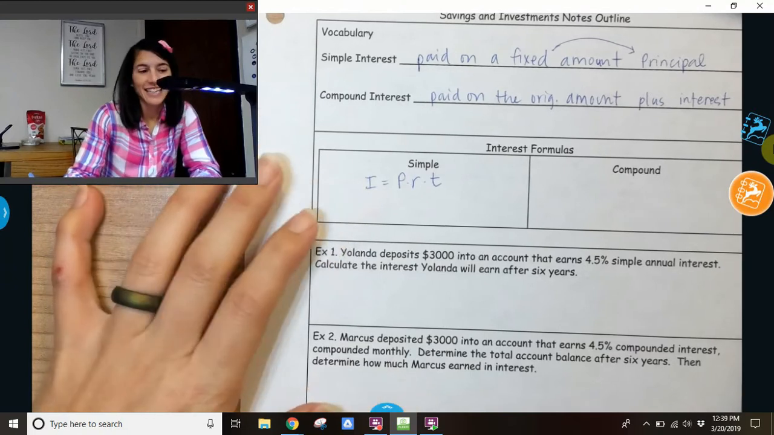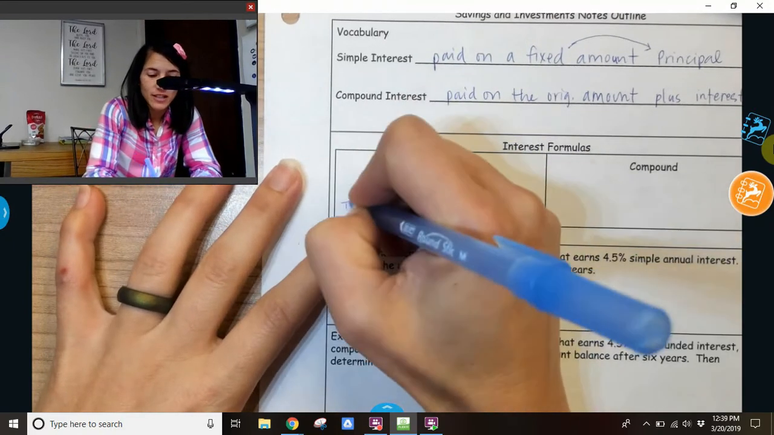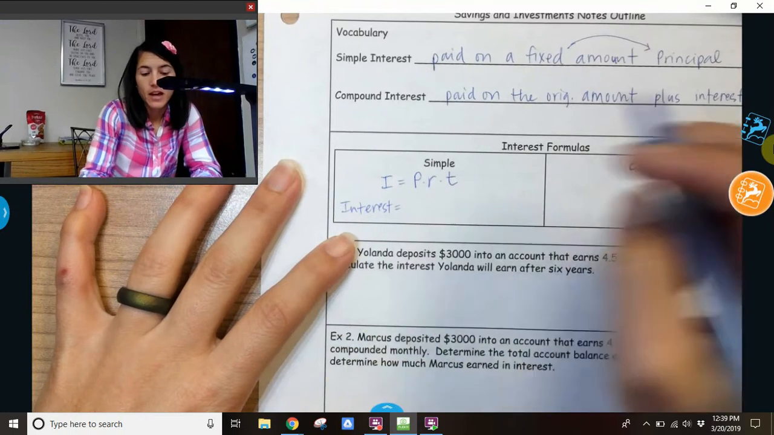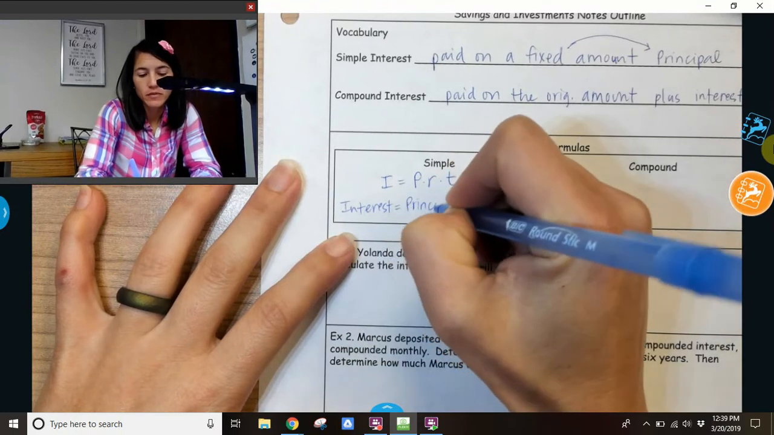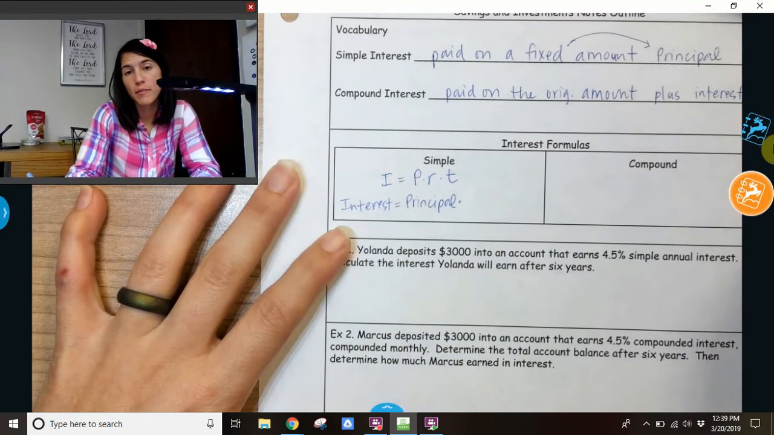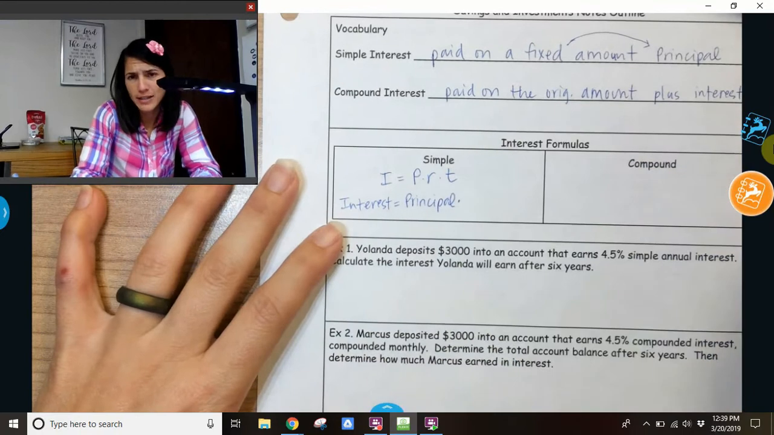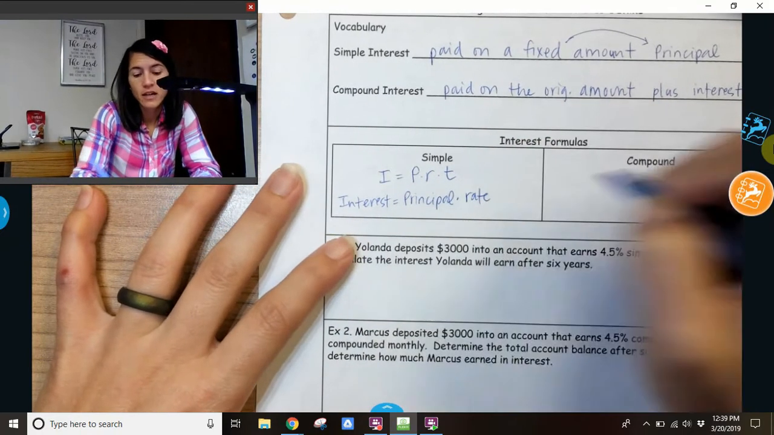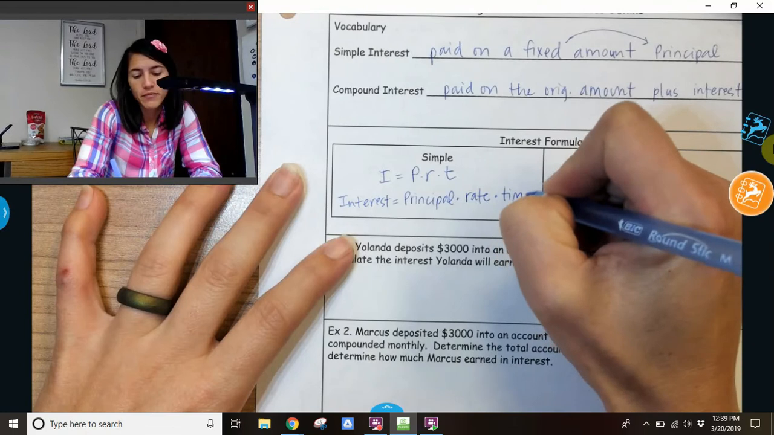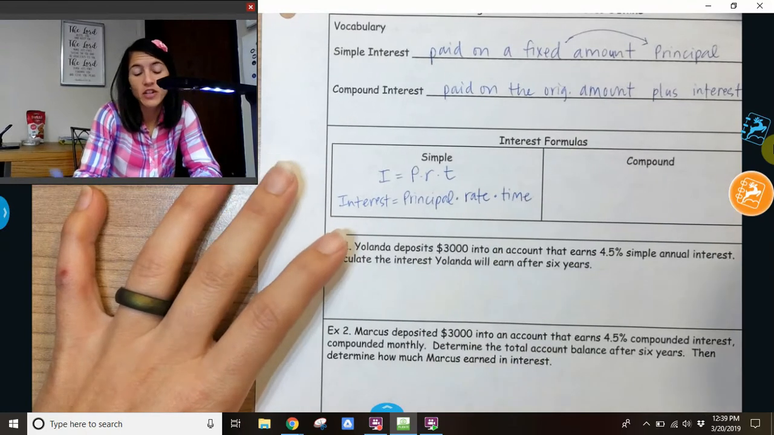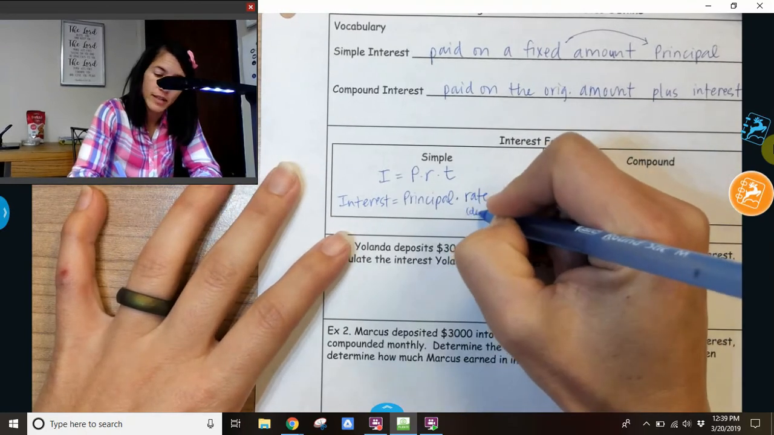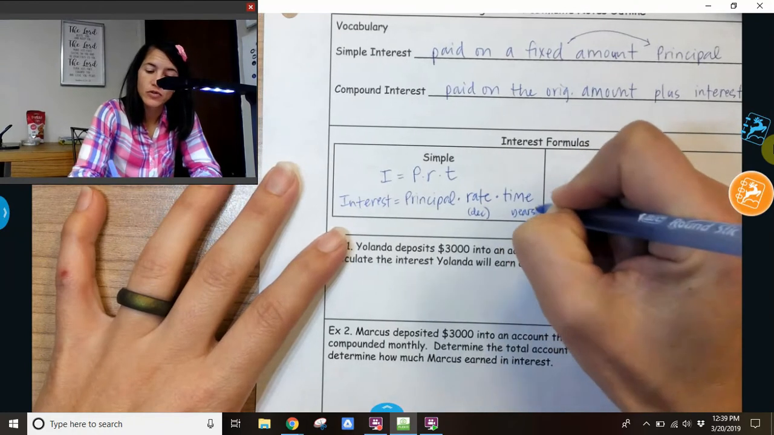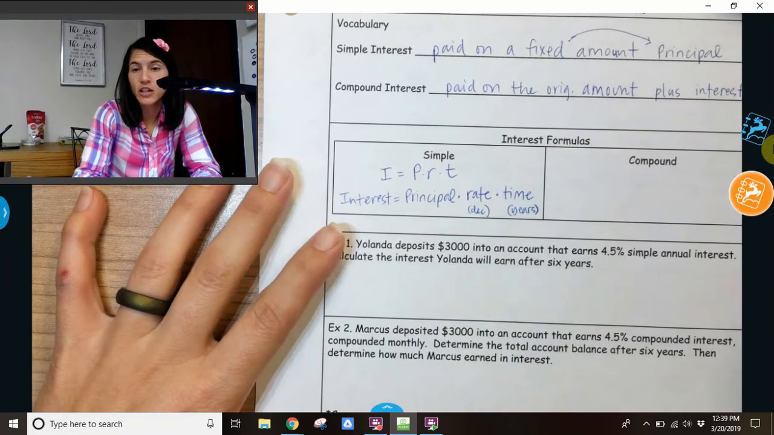Any guesses? I stands for interest. P is the principal, and that's your original amount, how much you start with, like how much you deposit or how much you invest. R is your rate, and T is your time. A couple of things: your rate, we need to make sure we put it as a decimal, and your time has to be in years.